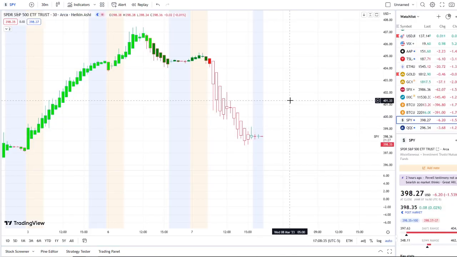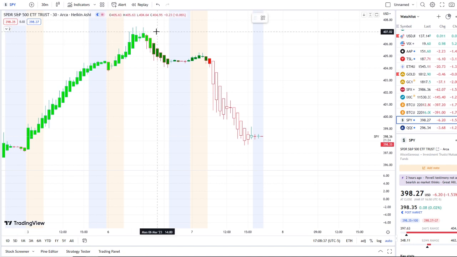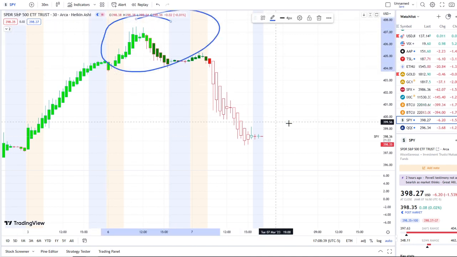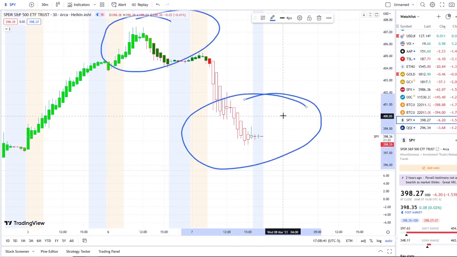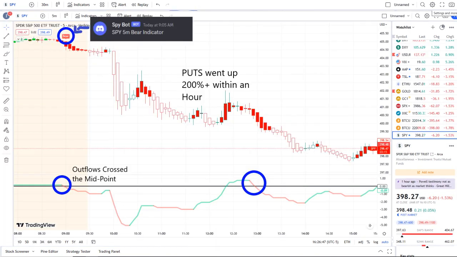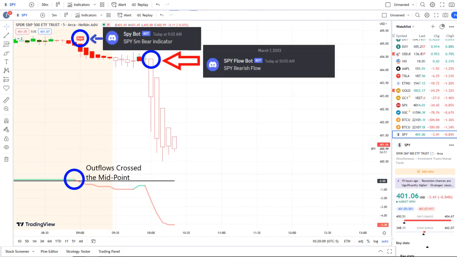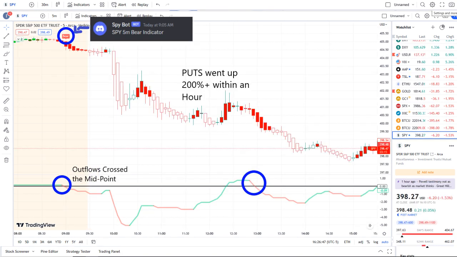Here we are with the SPY, the S&P 500 index, doing a full transition from the rip area to the dip area today. And within today's volatility, our SPY bot at 9:05 a.m. sent out a bear indicator. From that moment forward into the bell and after the bell, outflows crossed the midpoint to the downside. And even our SPY flow bot sent out a bearish flow, as you see it there popping up on the screen at around 10 a.m., right before the J-Powell speech.